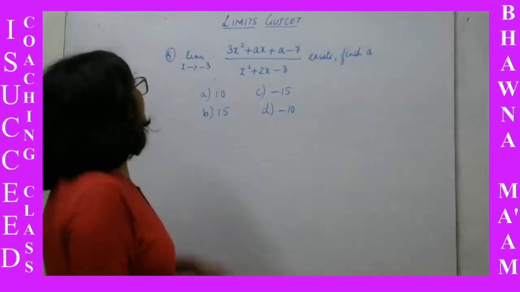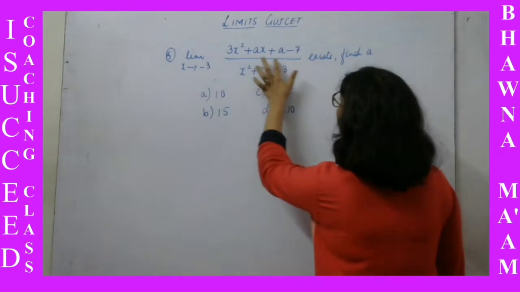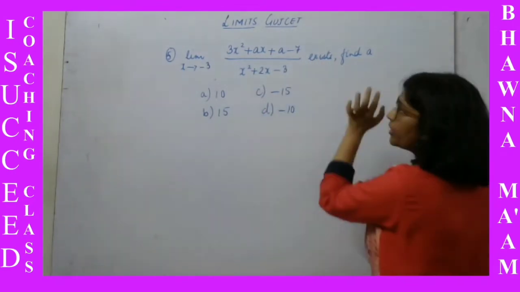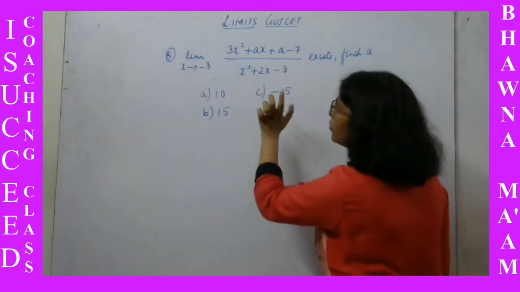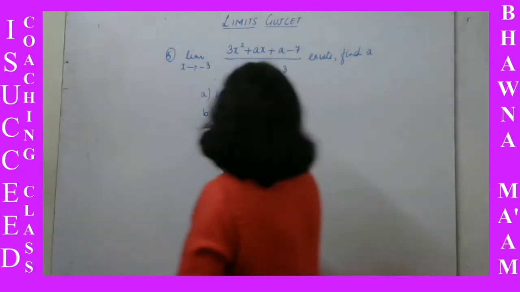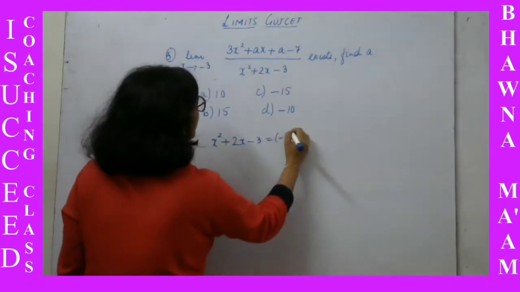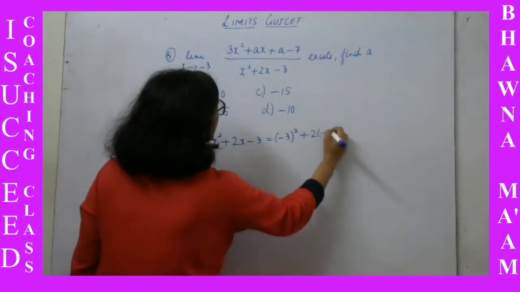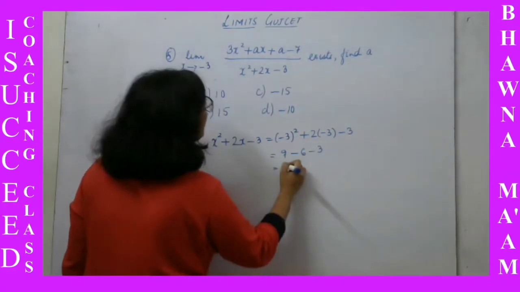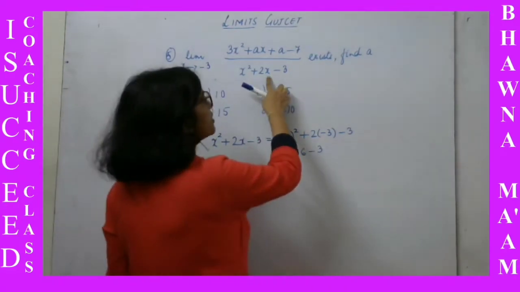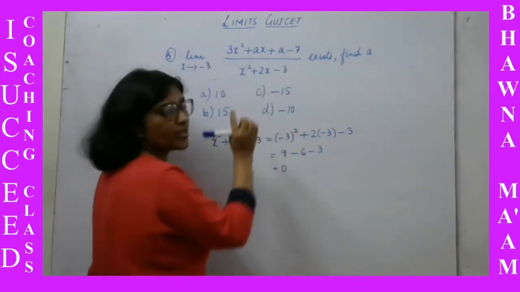To question number 5. Now this is limit x tends to minus 3, and it says that the limit exists. We are supposed to find it. In such questions, let us first check whether the denominator is 0. So substitute minus 3 and let us check. Instead of x, we will write minus 3. So this becomes 9 minus 6 minus 3, 0. And if the limit exists and if the denominator is 0, that means the numerator also has to be 0. In other words, it should be 0 by 0 form.